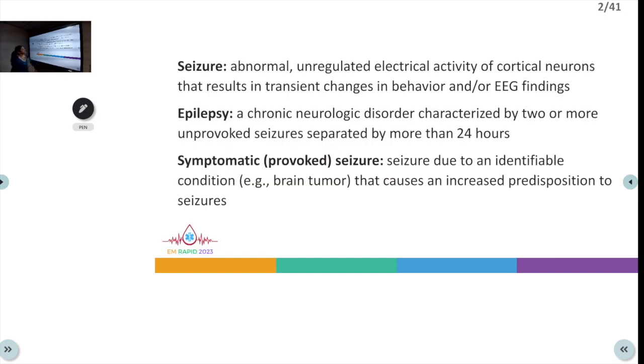So what is seizure? Seizure is any abnormal, unregulated electrical activity of the cortical neurons that results in a transient change in behavior, or there can be EEG changes. So what is epilepsy? Epilepsy is a chronic neurological disorder characterized by 2 or more unprovoked seizures. And what is symptomatic or provoked seizure? These are seizures due to any identifiable cause.